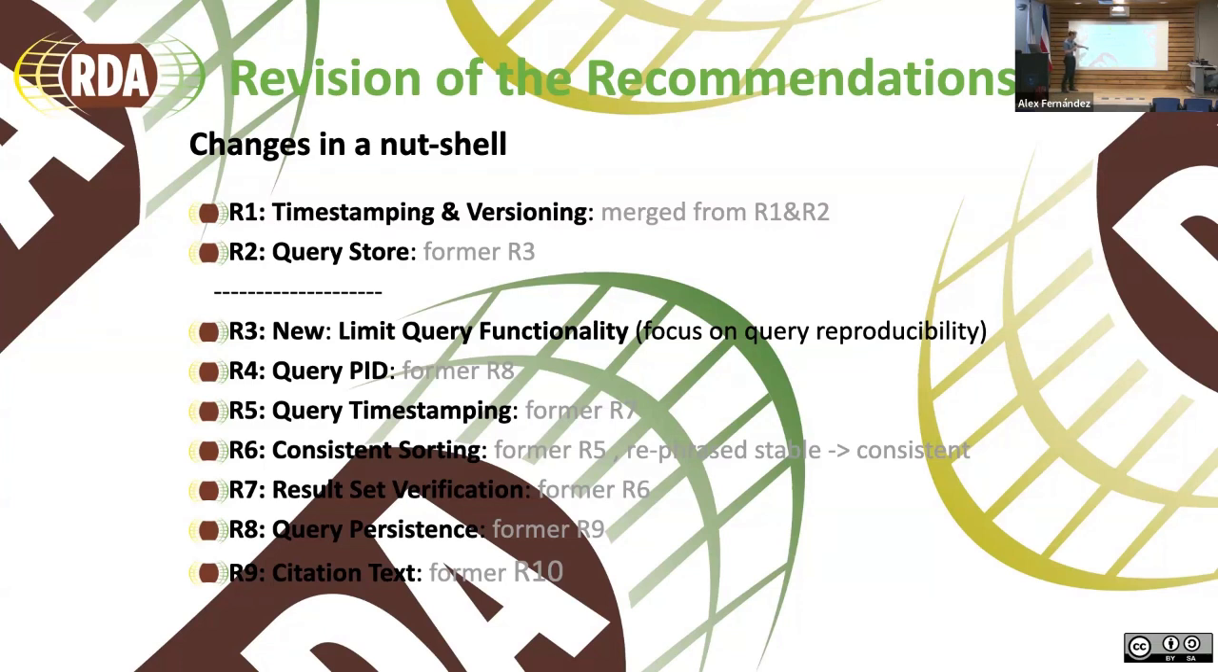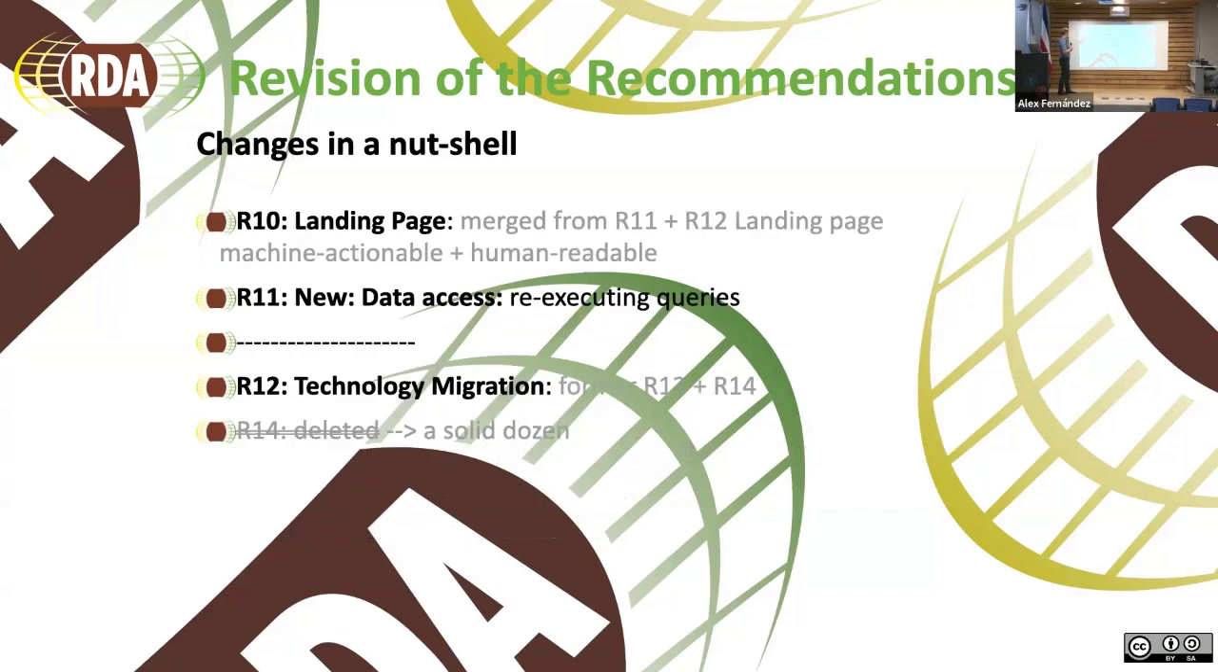We have the other ones unchanged, just changing the enumeration: query PID, query timestamping, consistent sorting, which was called stable sorting in the past, and stable didn't mean anything. So consistency is the thing that we focus on now. Result set verification, query persistence is there, and the citation text. Next slide. The landing page is now a single recommendation.